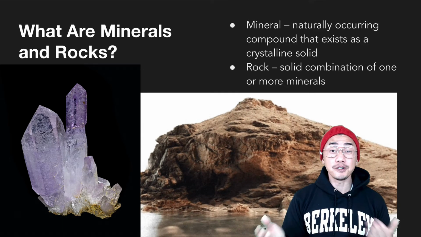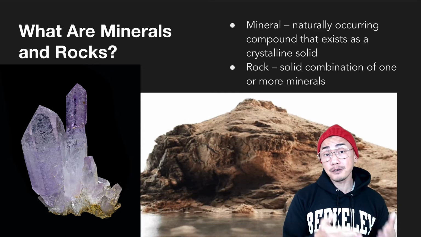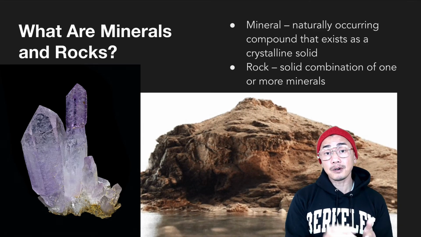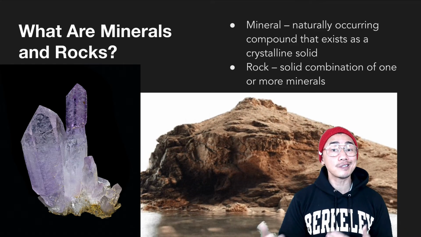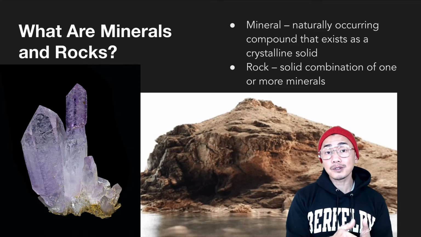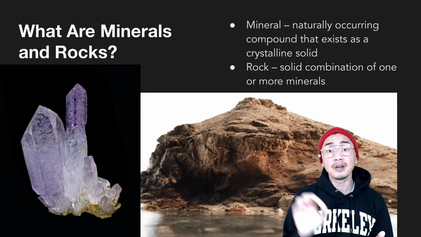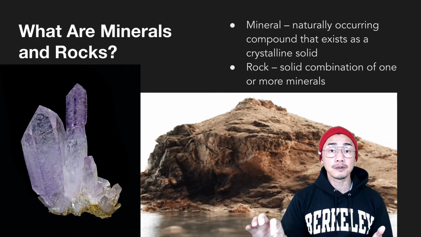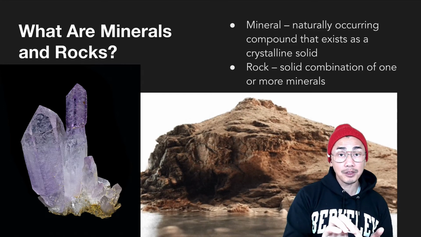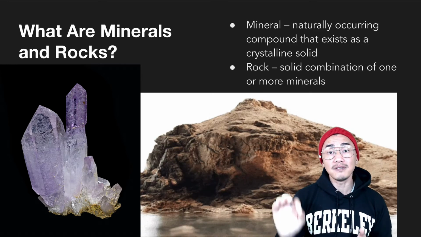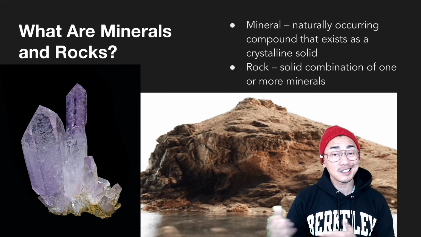Make sure you know the difference between minerals and rocks. Minerals are naturally occurring compounds that exist as crystalline solids, and rocks are solid combinations of one or more minerals. On the left, you have an example of a mineral, amethyst, and on the right, you have an example of a rock, sandstone.